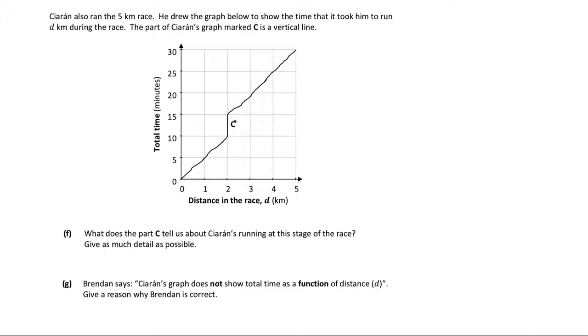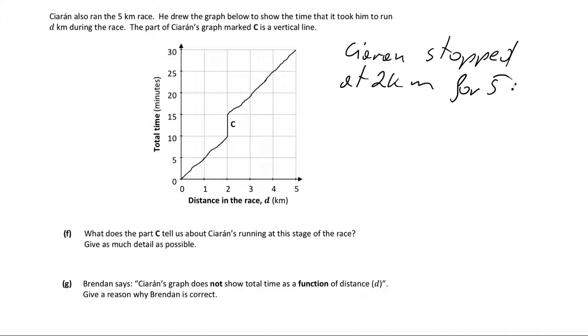So a good answer for this question would be to take a look at how the distance changes as time changes. So we can see that the distance in the race doesn't change as the time changes, which tells you that Kieran stopped. And a good answer for this question would be that Kieran stopped at 2 kilometers for 5 minutes. This is as much detail as possible for this question, and that would be a good answer.